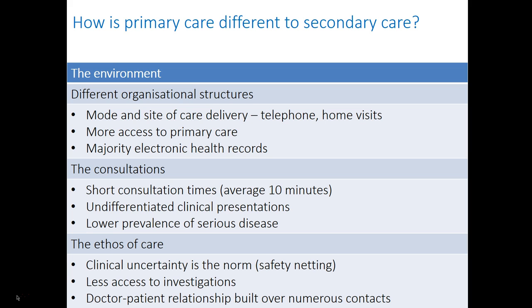The whole ethos of care is different, and this is something difficult for undergraduate medical students to grasp initially. Clinical uncertainty is the norm, and a lot of what we do as GPs is to reduce uncertainty, whereas at undergraduate level, and particularly having been exposed initially to hospital medicine and hospital surgery, you would probably have formed the impression that certainty is the norm. This is very different in primary care.